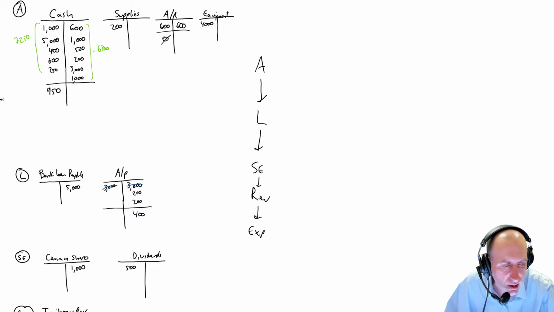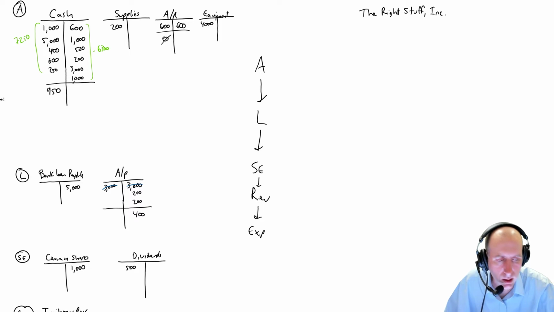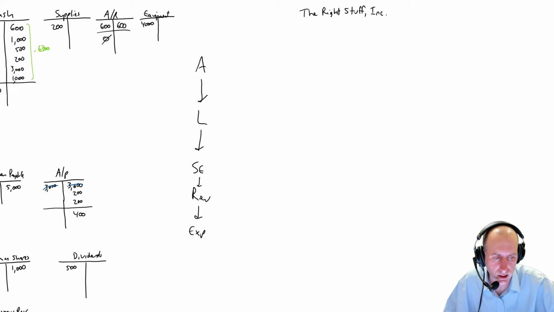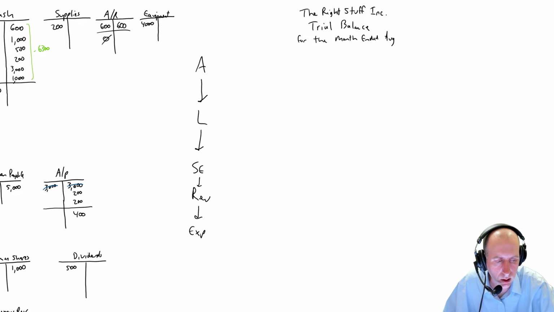Our company's name, now this has a 3-line title, is The Right Stuff Inc. And actually, let me make sure I've got that right. Yeah, the right stuff. Oh, I put a comma in there. Didn't need a comma. The Right Stuff Inc. We're doing a trial balance, and this is for the month ended August 31st.